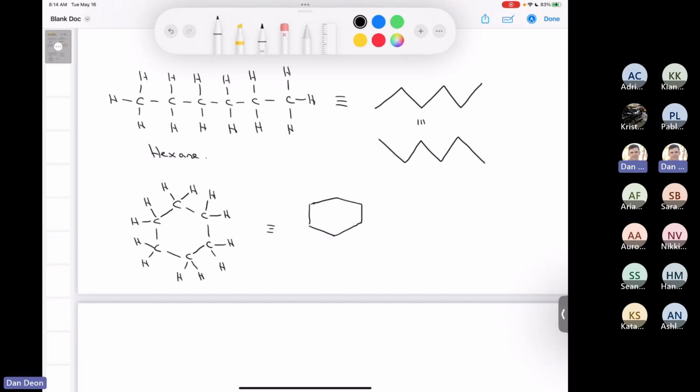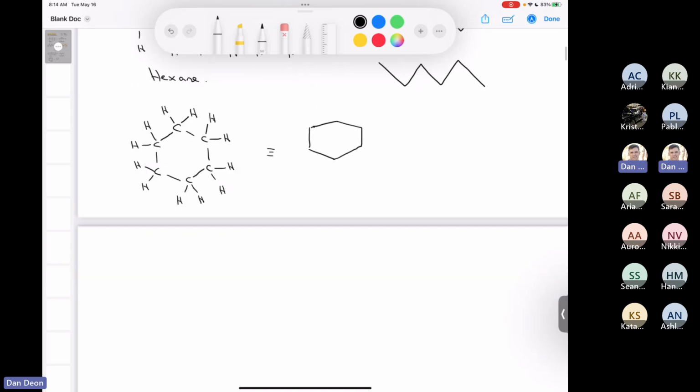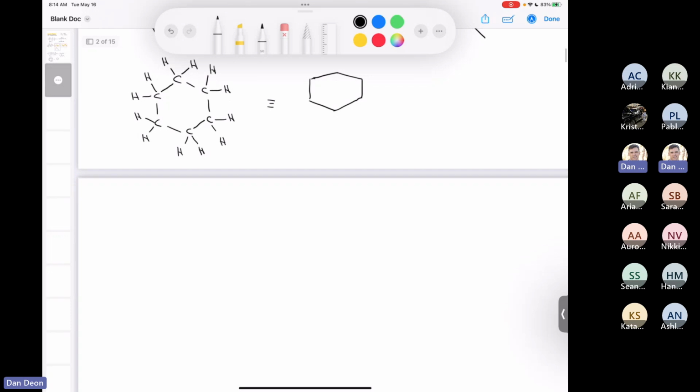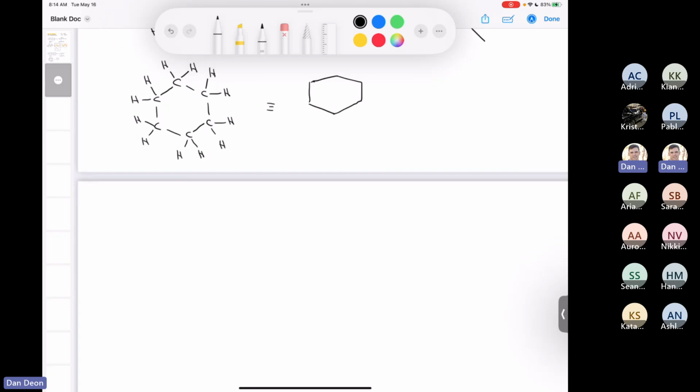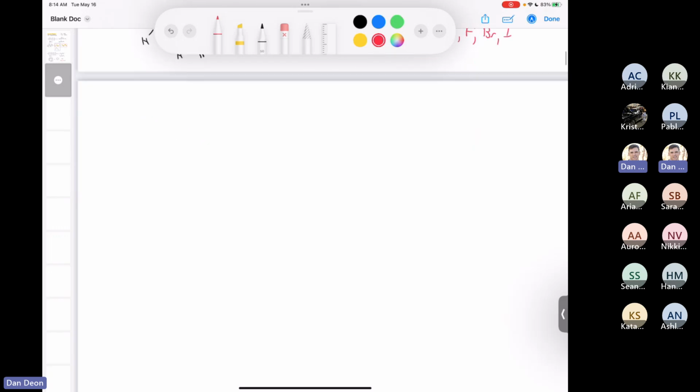Great. All right, awesome. So the only other thing I need to tell you before we get a little bit further into bond line structures is that the atoms that we leave out in bond line structures are carbon and hydrogen only. We don't leave out atoms like oxygen, nitrogen, sulfur, the halogens like chlorine, fluorine, bromine, iodine. We include those. We always include those in our bond line structure.